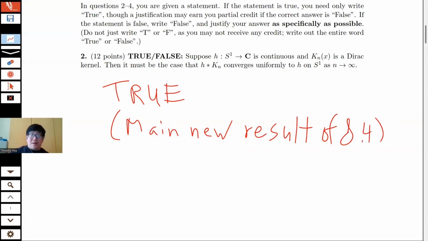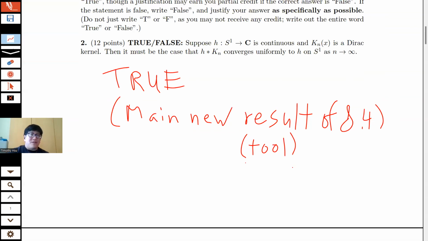The first thing that's proven in section 8.4, the hard part of 8.4, is to prove exactly this theorem: that if you take the convolution with the Dirac kernel and take the limit as n goes to infinity, it converges uniformly to the original function as long as the original function is continuous. And then we use that tool to prove all the stuff we've been wanting to prove about Fourier series. So that's one of the main points of 8.4. So is number 2 okay?